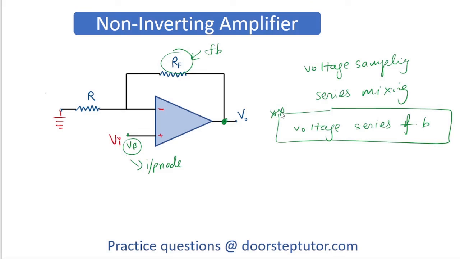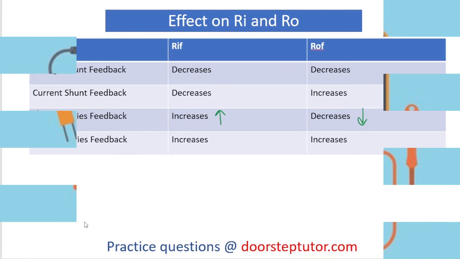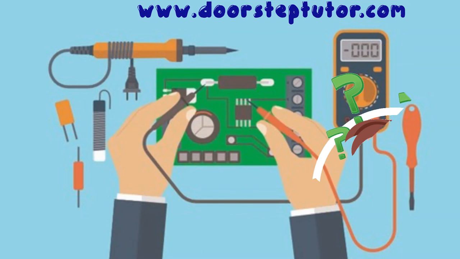In the case of voltage series feedback, what will be the effect on the input resistance and output resistance? For voltage series feedback, the input resistance will increase and the output resistance will decrease.